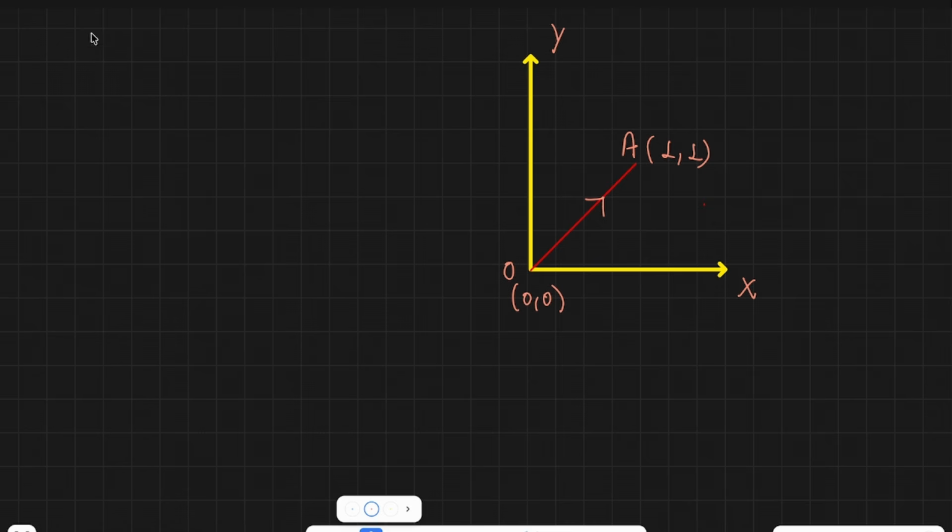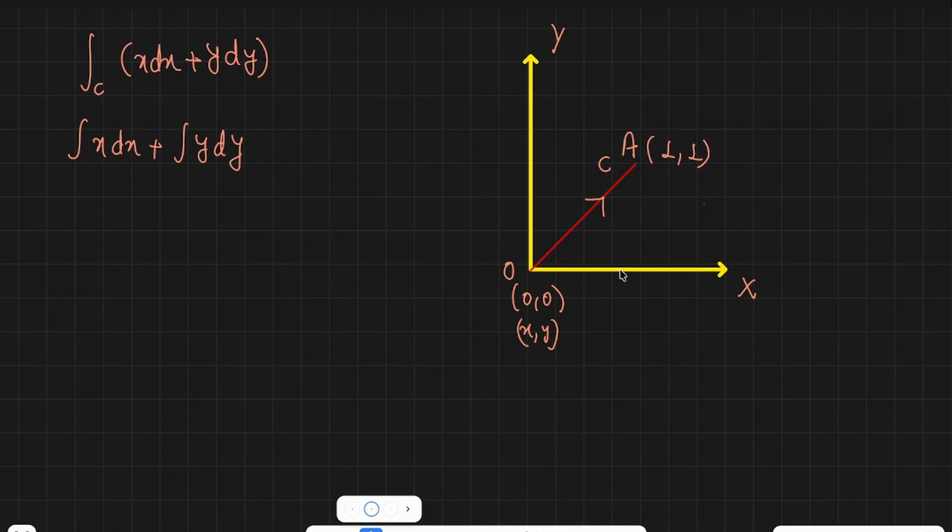And what is my integral? This is a curve C, and the integral is x dx plus y dy. Because this is a line integral, I can't directly write it like this. One concept is that you write the integral of x dx plus the integral of y dy, then you apply the limits. This is x comma y, and this is also x comma y, then you apply the limits 0 to 1 for x dx, and 0 to 1 for y dy. This is a way to find the solution. In this way you can easily find the solution.